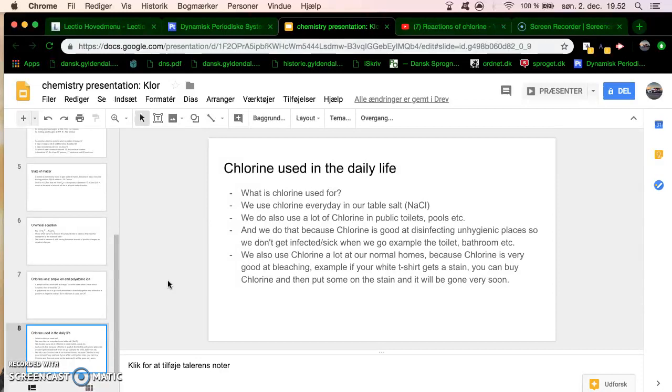We also use chlorine a lot at our normal house, because chlorine is very good at bleaching. For example, if your white t-shirt gets a stain, you can buy chlorine and then put some on the stain, and it will be gone. So that was it.